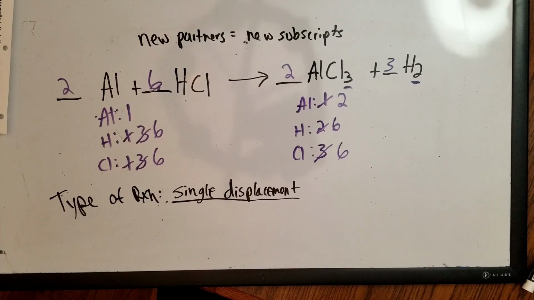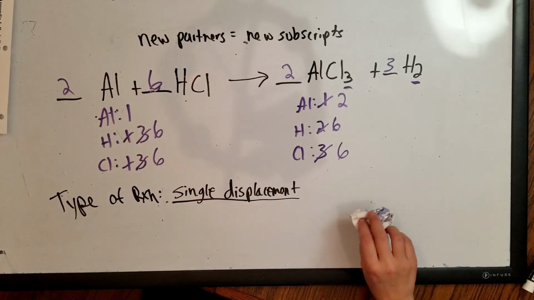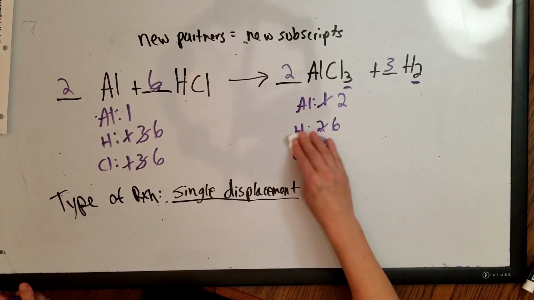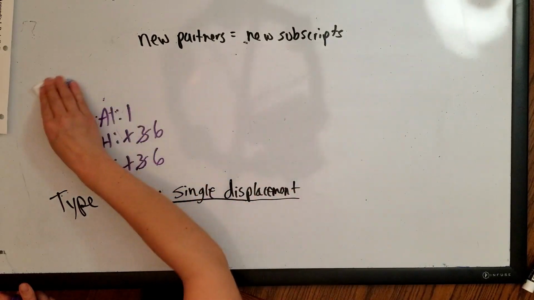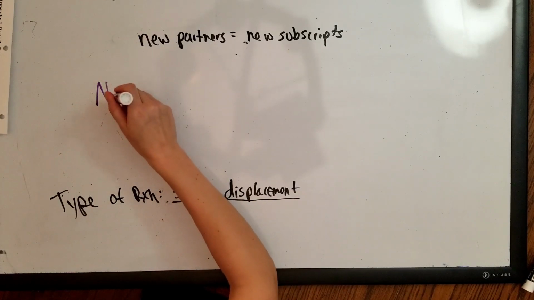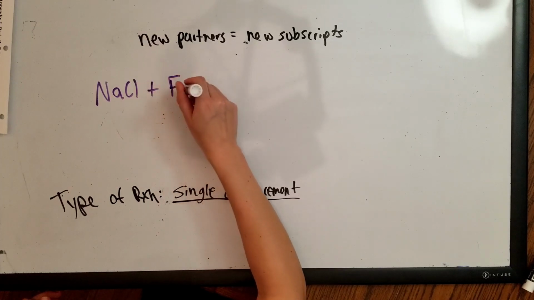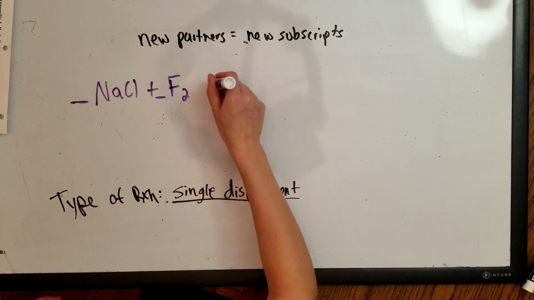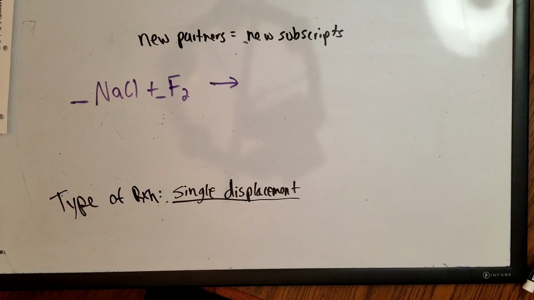All right, let's try predicting products again. So let's look at a new reaction. Oops, writing in purple, that's okay. Plus F2. Oh, almost wrote the products. This is what we're trying to predict though. So I have sodium chloride reacting with fluorine. So remember, fluorine is actually an element by itself. There's 2 atoms of fluorine, but that's just because fluorine's more stable when it forms a diatomic, just like hydrogen in the last problem.